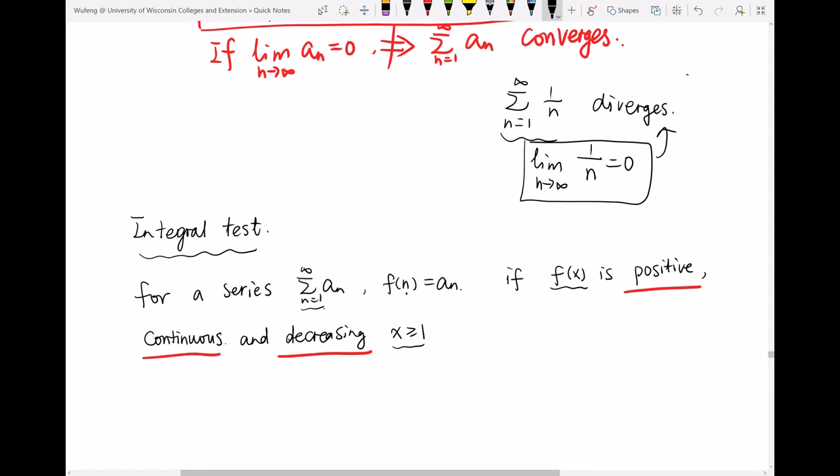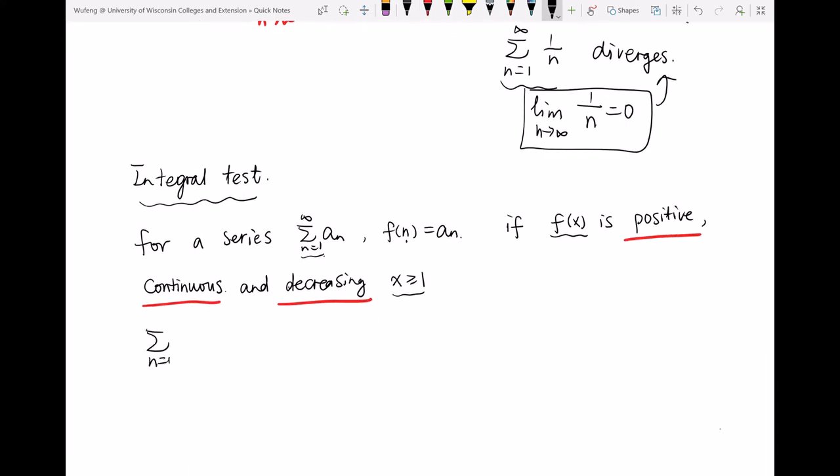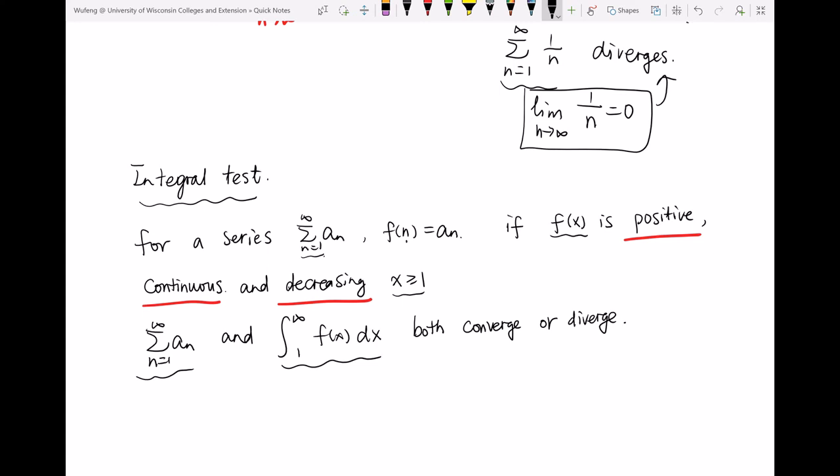Then the series an and the integral from 1 to infinity of f(x) dx both converge or both diverge. It means if the integral converges, then the series converges. If the integral diverges, then the series diverges. So they converge or diverge at the same time. Why do we use this? It is much easier for us to find the antiderivative of a continuous function than to determine the convergence or divergence of the series directly.